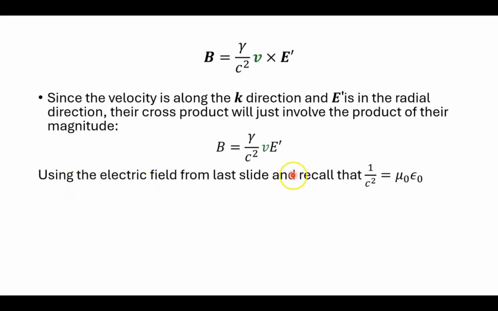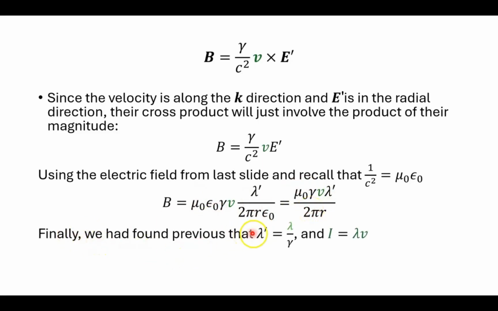And using the electric field from the last slide, recall that 1 over c squared is equal to the permeability of free space times the permittivity of free space. And this relation is basically how Maxwell predicted the existence of electromagnetic waves. He just multiplied these constants of electromagnetism together and found that its value is very close to the reciprocal of the speed of light squared. So this is the speed of light reciprocal squared, and this is the electric field we found from the last slide. We can immediately cancel the epsilon 0 here and get this equation.